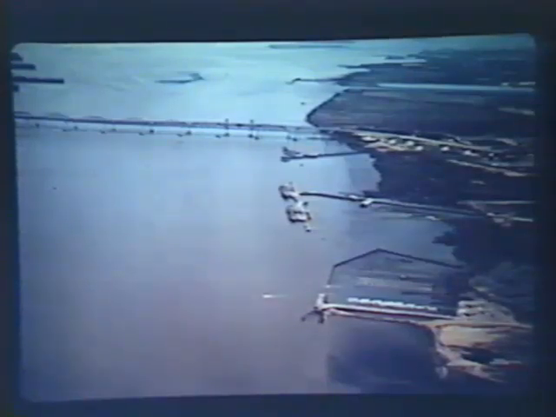I think that's all of it. Oh, this is, I've forgotten which one this was. I think this is Pittsburgh. Yeah, this is the Yacht Harbor at Pittsburgh.